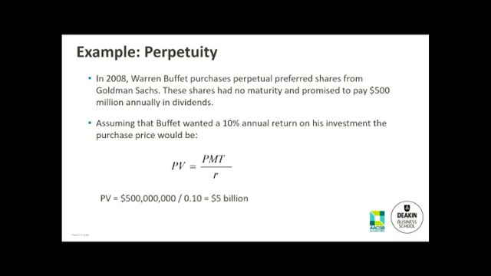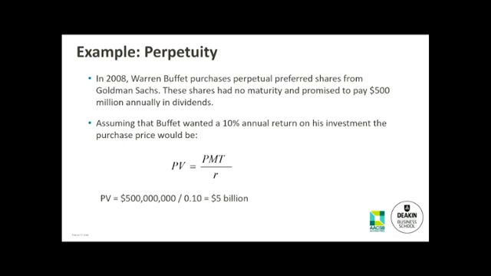So this is a classical example about the perpetuity. Now, I'll change this example a little bit, just to give you a rough idea, okay? So let's see how this example works, and I will continue the story with you. So in 2008, Warren Buffett purchased a perpetuity preferred share from Goldman Sachs. Lasts forever, perpetuity. In this agreement, this share had no maturity, lasts forever. And every year, they have to pay $500 million to him, every year. Assuming that Buffett wanted a 10% annual return on his investment.